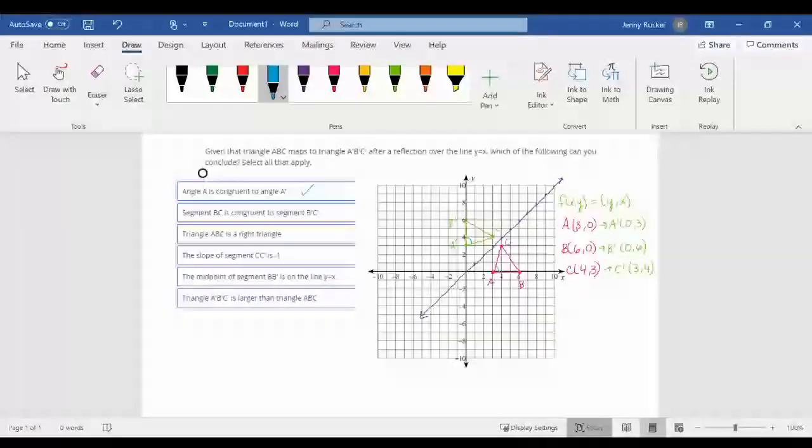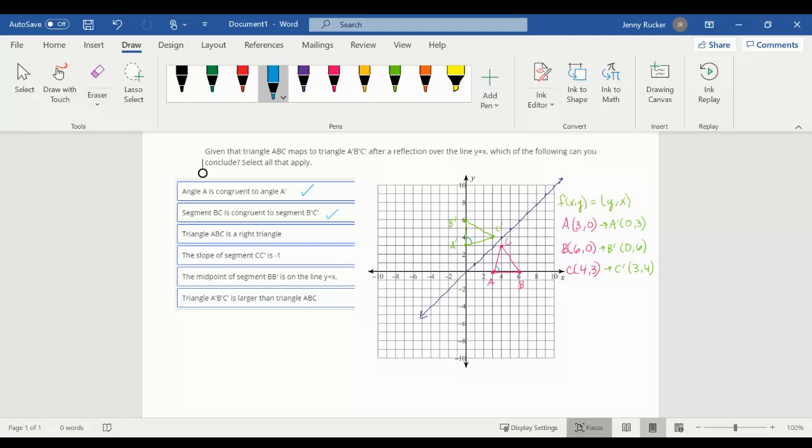Segment BC is congruent to segment B prime, C prime. So segment BC corresponds to segment B prime, C prime because segment BC mapped to B prime, C prime. And again, it was a result of a rigid motion transformation. So segment BC is congruent to segment B prime, C prime.